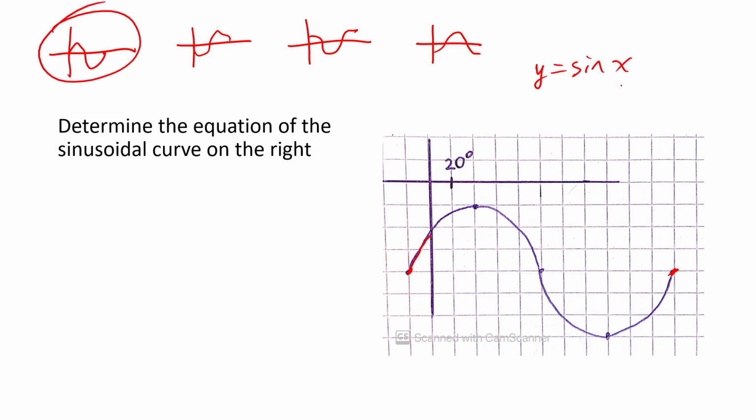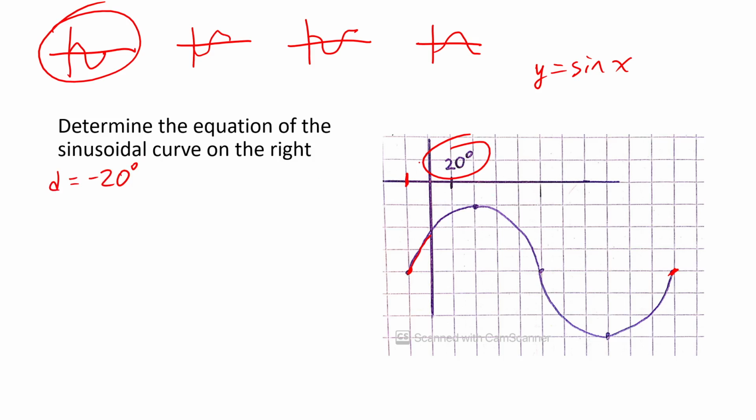Now, our phase shift is one square to the left. Each square is 20 degrees as shown by the scale on the x-axis. So our d value will be negative 20 degrees.